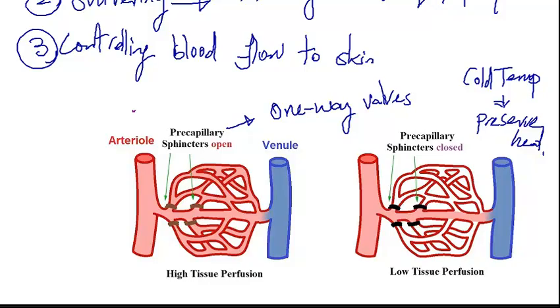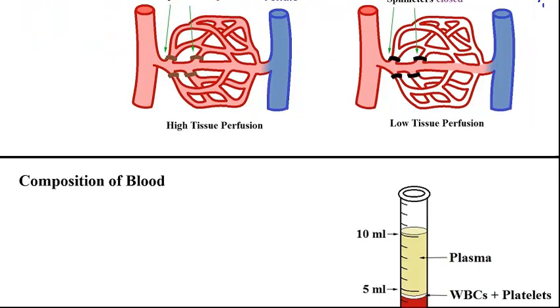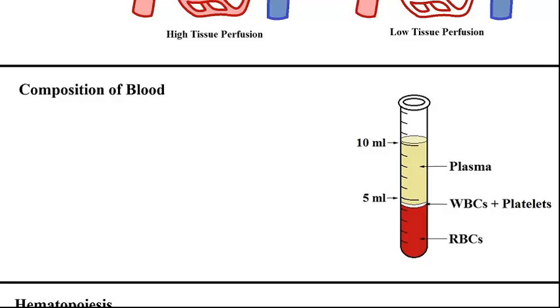All right, so that covers the functions of the cardiovascular system. Now let's go over composition of the blood. If you get a 10 ml sample of blood and you centrifuge that, you will get about 55% of a yellow clear liquid that is called plasma. So this plasma composes 55% of the total blood.